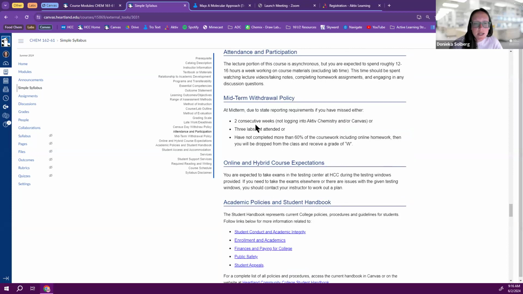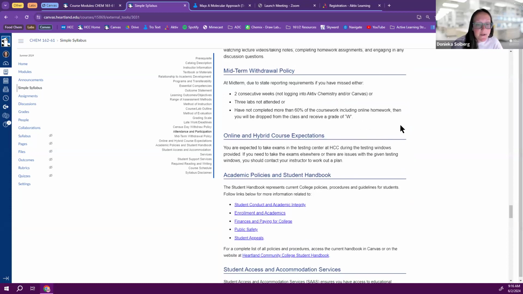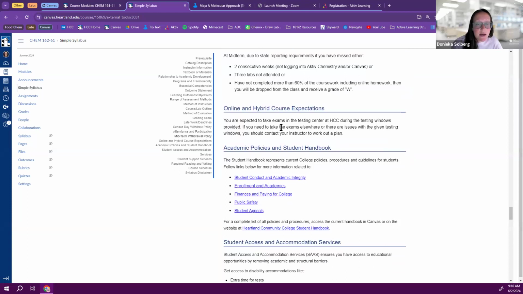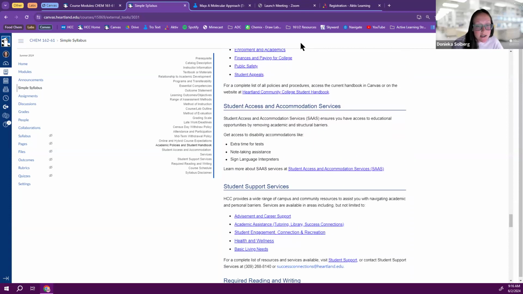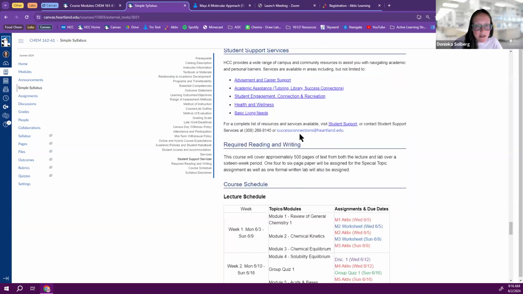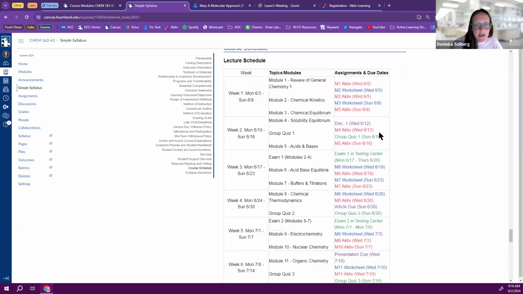Midterm: if you're not doing anything or you've missed 3 labs by midterm, you'll get dropped from the course, but we should have been talking about that if you're missing things anyway. So email me if you're going to miss some stuff. Have to take the test in the testing center. And then this is all of the accommodation stuff that's in every syllabus. And then here we go.